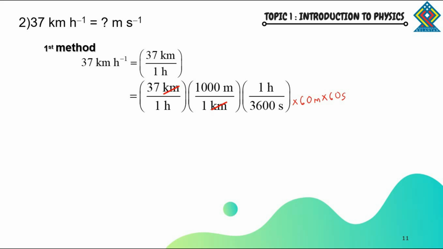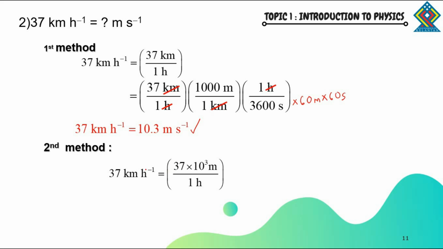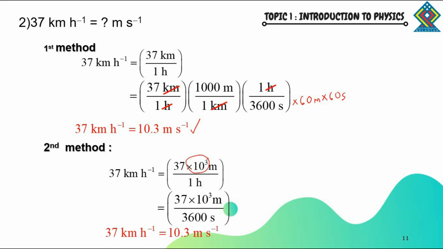Then I can cancel the unit that are the same, kilometer and kilometer, hour and hour. So what I have here is 37 times 1000 divided by 3600. Press the calculator, then I get the final answer. From the second method, I still have the number 37 kilometer per hour. So the kilometer, I substitute it with the value of the kilometer, which is 10 power of 3, over 1 hour. And then I substitute the value of 1 hour with 3600 seconds. Press the calculator and I get the final answer, 10.3 meter per second.